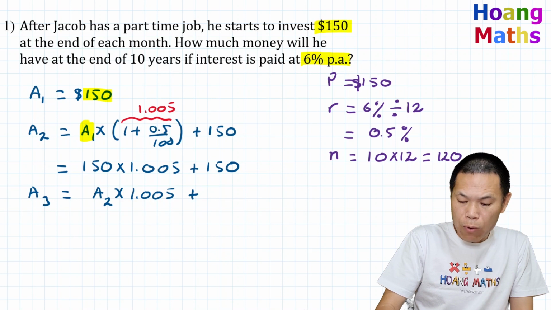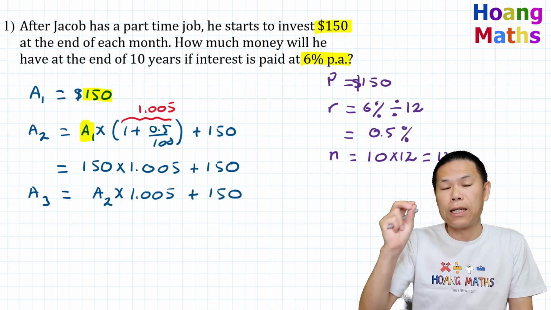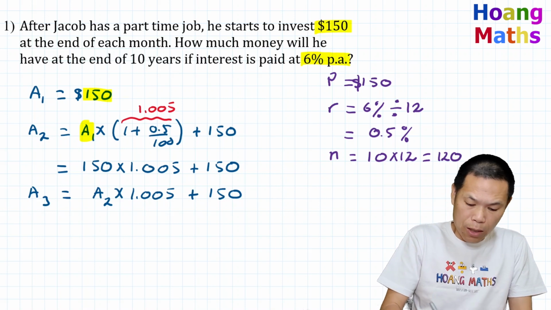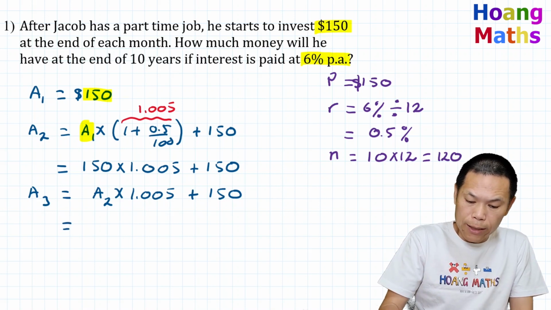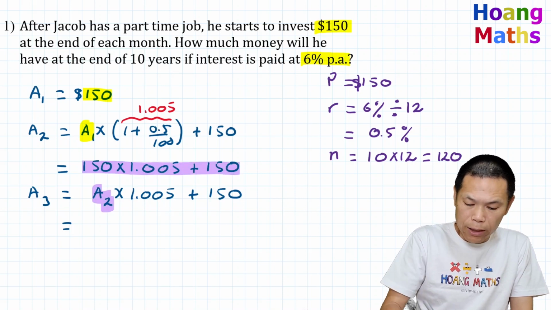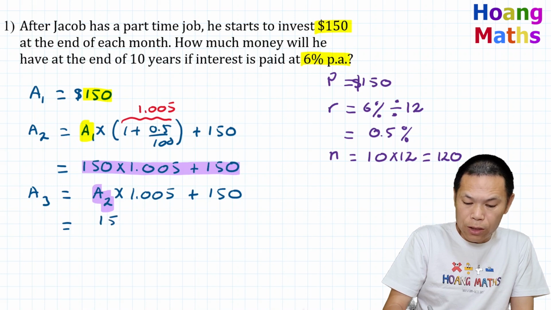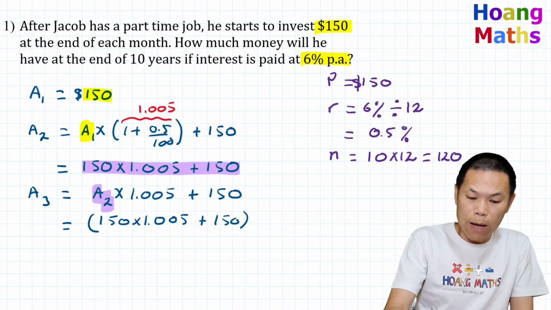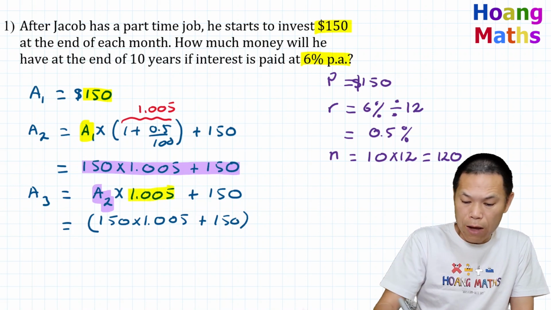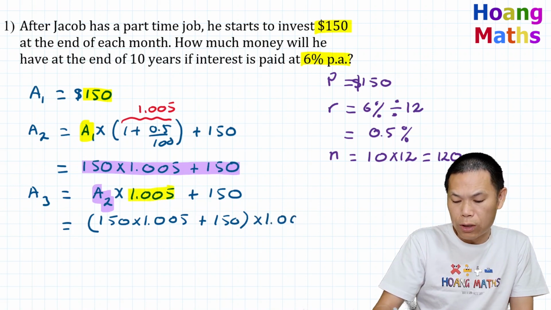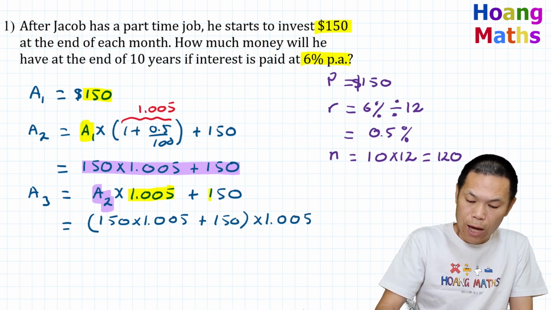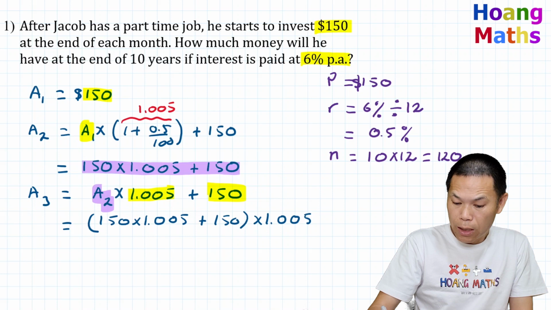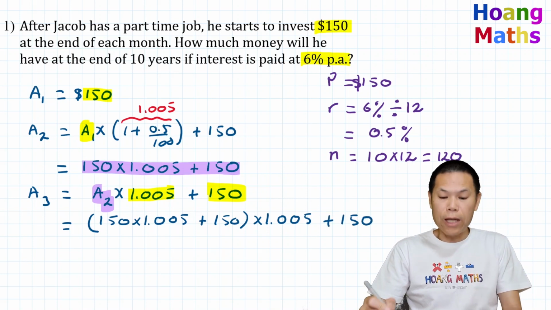And then we add 150 on top because Jacob invests another 150 at the end of the third month. So therefore, A2, don't forget, is this one here. That is A2. So let me just rewrite this. So A2 is 150 times 1.005 plus 150. And we need to times by 1.005. And don't forget, we need to add 150. There you go. That is A3.